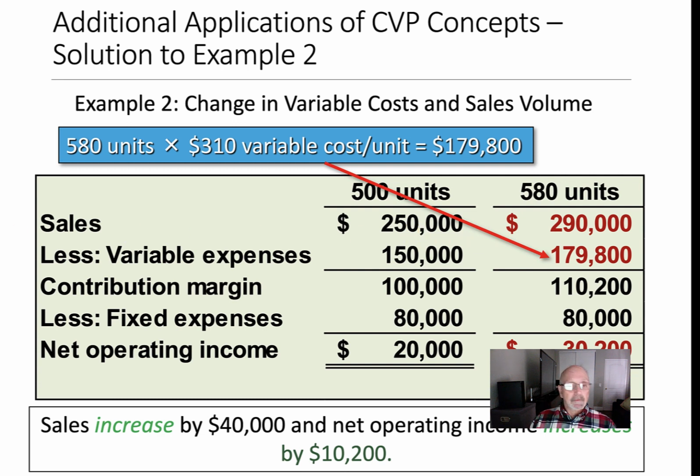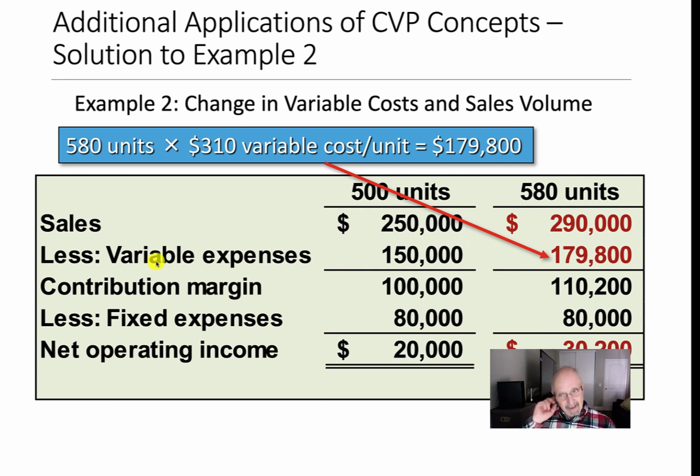So increasing sales, hang on, let's go back and look at that again. From 500 to 580, so that's an increase of $40,000 in sales. Now we're increasing variable cost by 10 bucks. So now it's not 300 per unit, it's 310. So 310 times 580 gives us 179,800, leaving us a contribution margin of 110.2. We still have the same fixed expenses of 80, so we've increased net operating income by 50%, from 20,000 to 30,200, actually more than 50%.